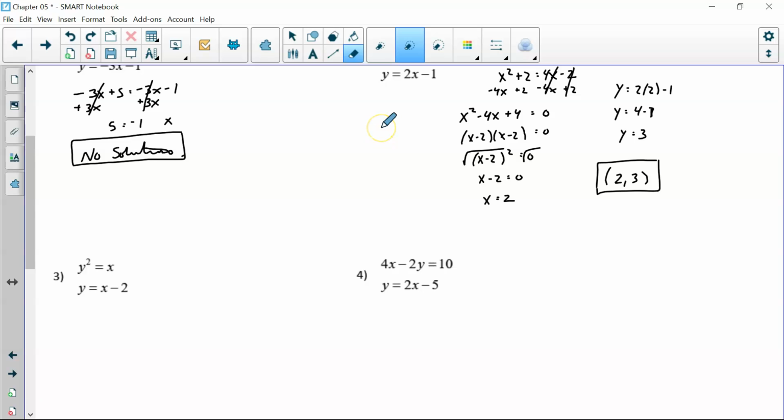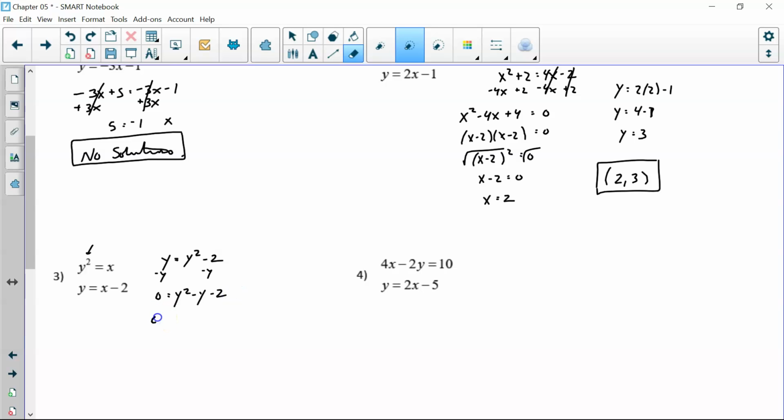Problem number 3. Now, the one equation is equal to y, but the other equation is equal to y squared. Now, x equals y squared. So in the second equation, wherever we see x, we can put y squared in its location. Substitution. So we get y equals, instead of writing x, we're going to substitute the y squared, minus 2. It's a quadratic. In order to solve, we have to get it equal to 0. So I'm going to subtract y from both sides. So 0 equals y squared minus y minus 2.